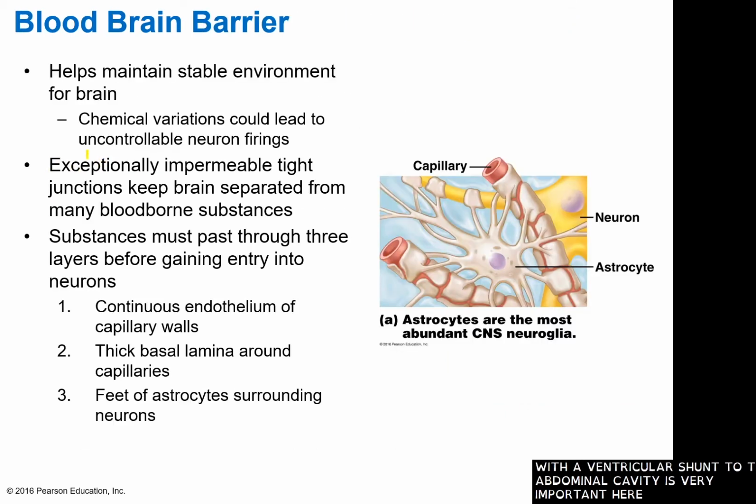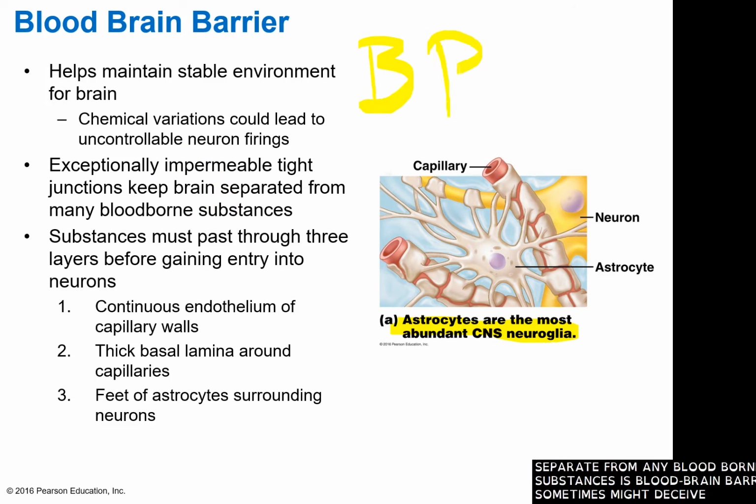And then, as we talked about in the last chapter, the astrocytes are those cells that form the blood-brain barrier. They wrap around the capillaries and control what comes in and out of the brain. So it helps maintain that stable environment. And the brain has its own immune response. The microglia that respond in the brain, they don't have the normal immune response in there because you don't want high levels of inflammation in the brain. So here, these are exceptionally impermeable tight junctions to keep the brain separate from many blood-borne substances. This blood-brain barrier sometimes might be abbreviated as the BBB in papers.